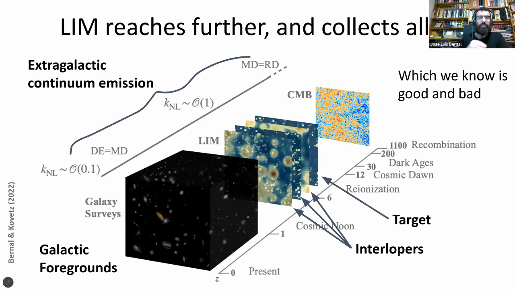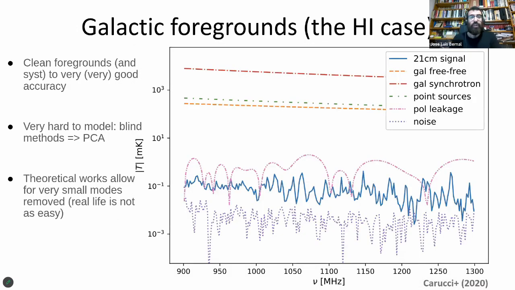This seems problematic, but with a simple treatment of the signal and PCA, since the continuum emission is very smooth, it has been shown that it can be dealt with efficiently. Galactic foregrounds, especially for the 21 centimeters, are very problematic because the ratio between the contamination and the signal is huge. It's many orders of magnitude. So we need to characterize the foregrounds very, very well in order to not bias the signal. And then, as I mentioned before, there are interlopers, which are other emission lines that redshift into the same observed frequency that we are collecting in the detector.